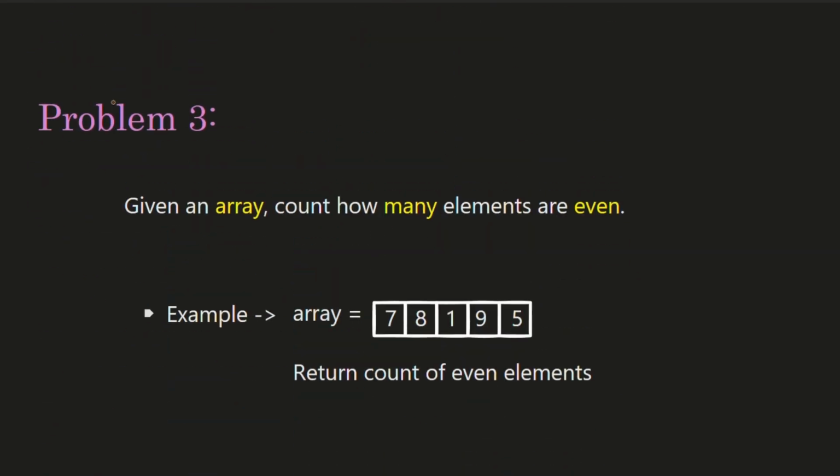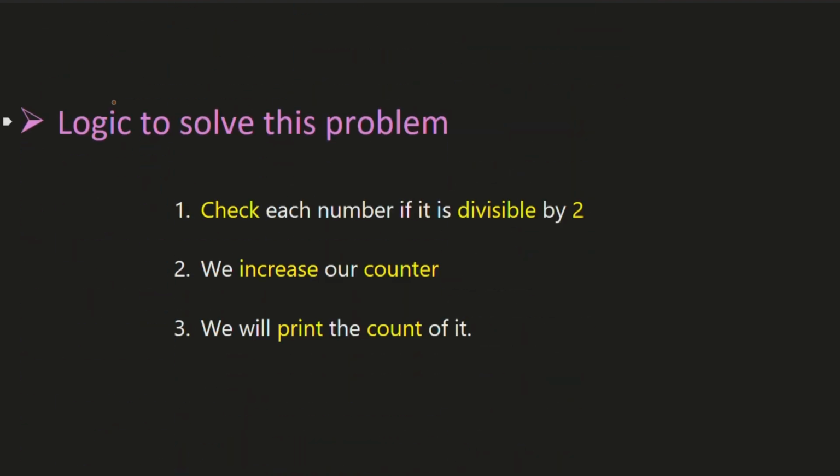Problem 3. Count even numbers in an array. Problem statement. Given an array, count how many elements are even. Logic for solving this is simple. We will simply check each number. If it is divisible by 2, we increase our counter, and at last, we will print the count of it.